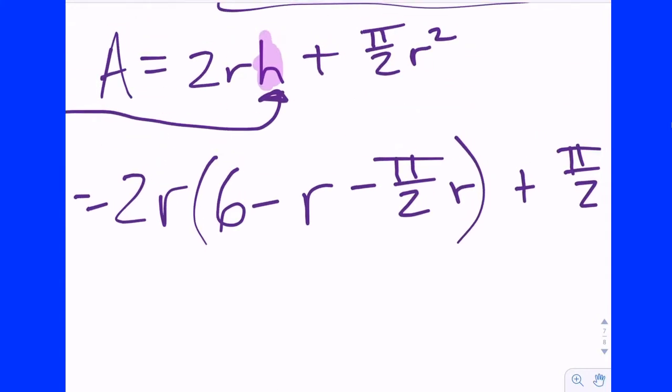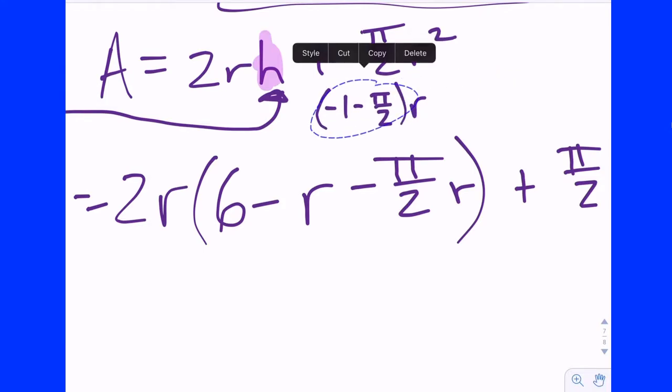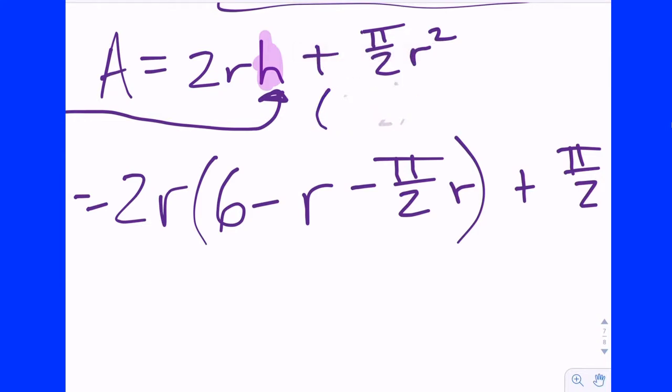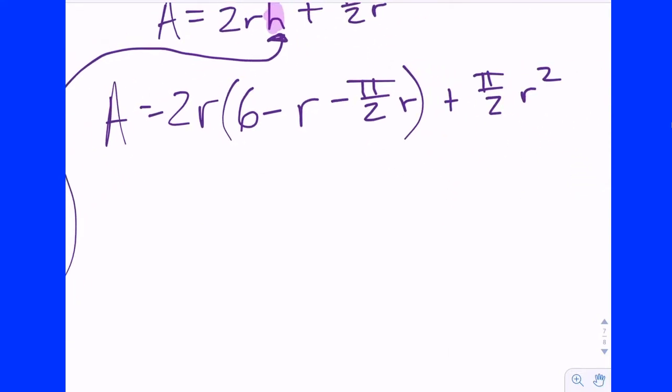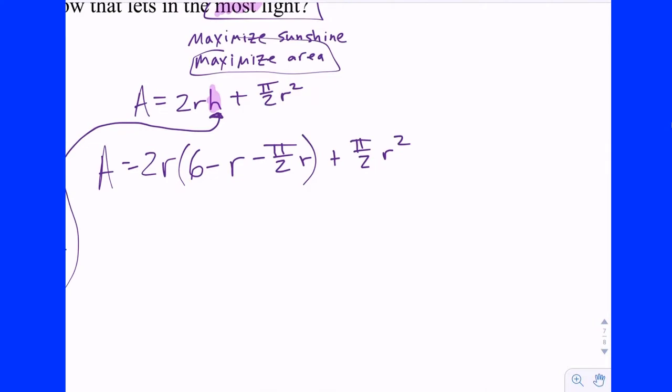If you want, you could factor out the r and call it negative 1 minus pi halves, and then you can use that as your coefficient, right? But I don't want to have the burden of dragging around parenthesis coefficients. So if they're not like coefficients, I'm just going to keep them as two separate terms. Okay? All right, so there it is. There's our area formula in terms of the radius.